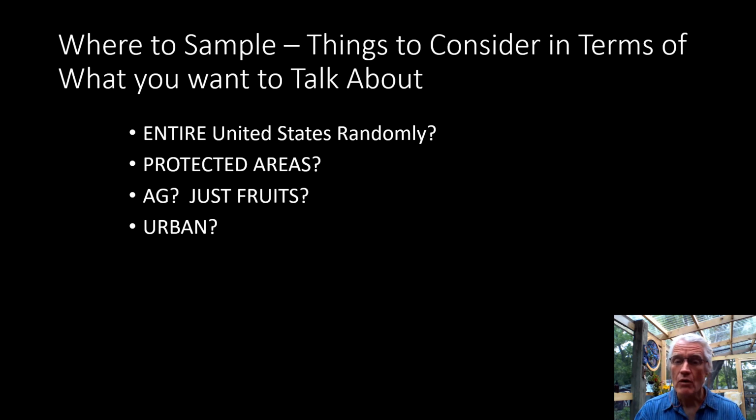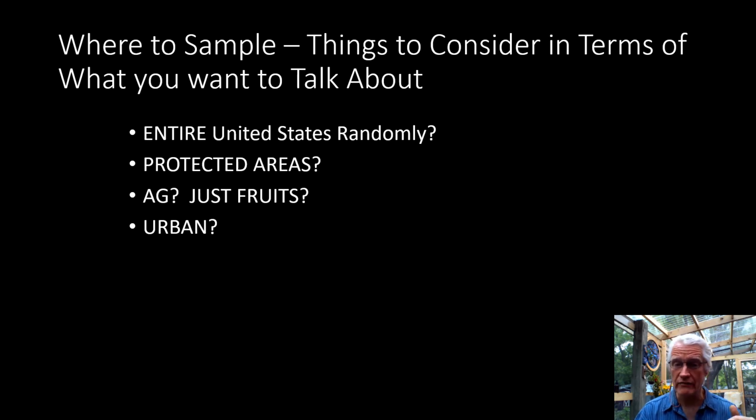You might say, well, we want to sample the United States, but the problem is that if you do that randomly, a lot of your sites occur in low species richness sites that you may not be as interested in. And there's a penalty for doing that. A lot of your uncommon rare species that you may be interested in are not going to show up, so you have to bump up your samples.